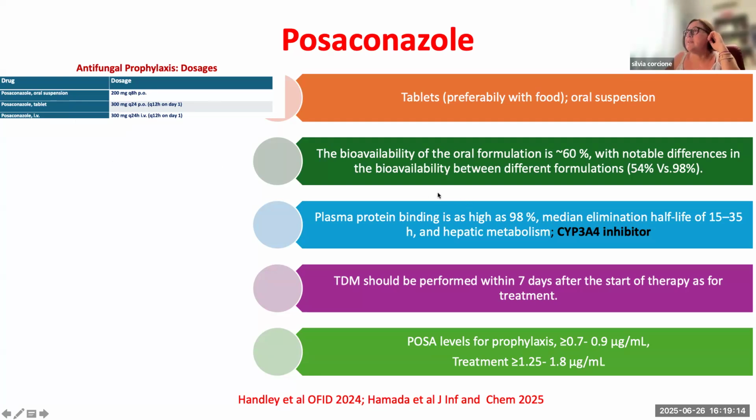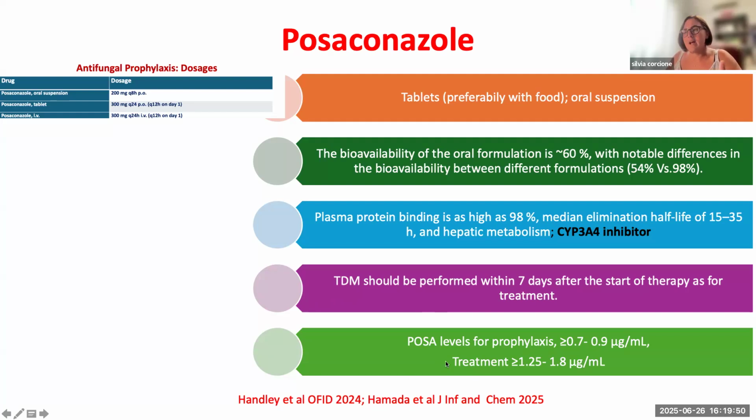The bioavailability is around 60%. It differs between different formulations. High protein binding, inhibitor of the cytochrome, and this is the part that I want to stress now, the role of therapeutic drug monitoring. As recommended for all the azole drugs, there is the need of therapeutic drug monitoring when we use posaconazole. And guidelines suggest to perform plasma dosage of posaconazole within 7 days after the beginning of therapy.